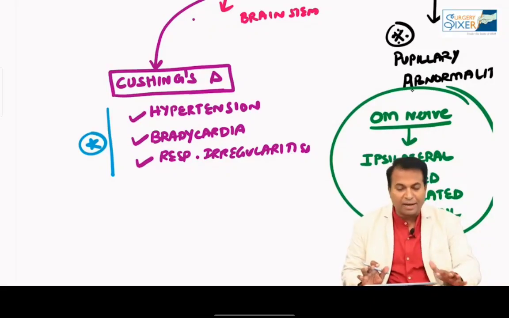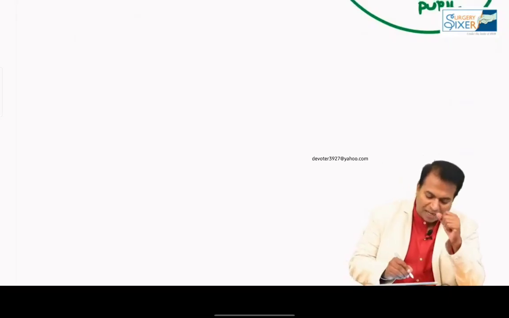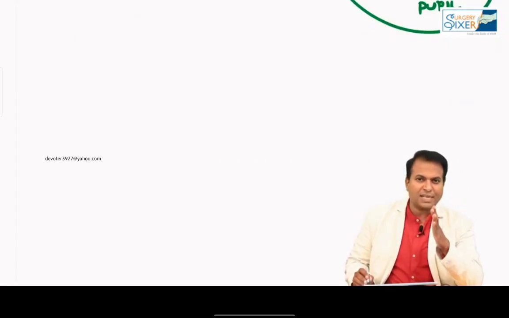So now you can understand from the Monro-Kelly doctrine what is happening because of pressure in the skull. The brain is herniating. So how can I prevent the brain herniation? That is a very important point. The physiology is very important to understand traumatic neurosurgery.